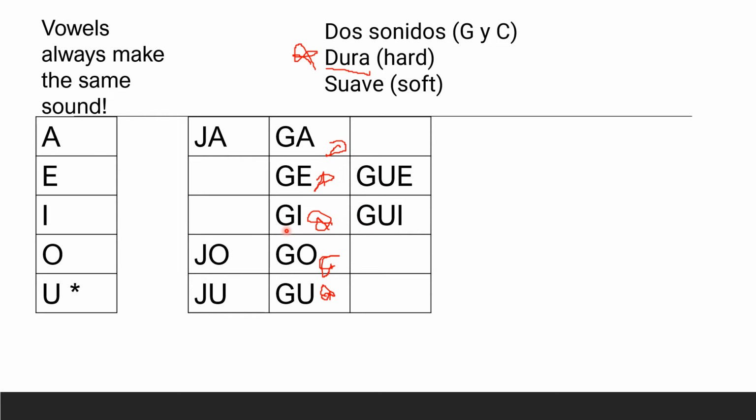It's the same with la letra I. I want to change it from hi to gi. I put a U in between the G and the I. The U is silent, gi. So now if I want to read through and make all of these the hard sound, I have ga, ge, gi, go, gu. All right.